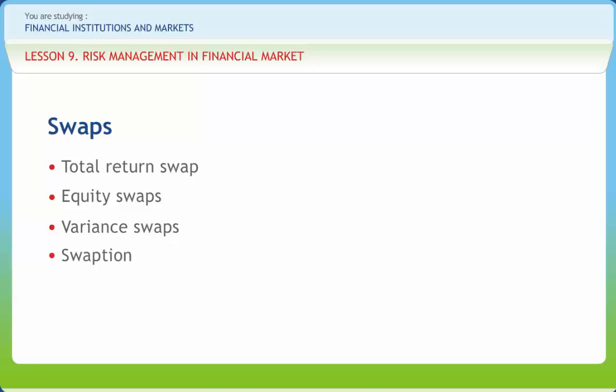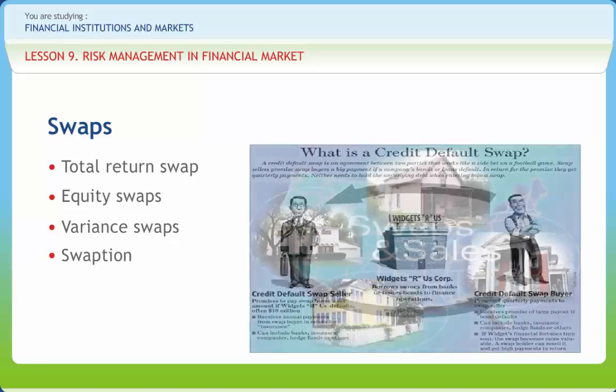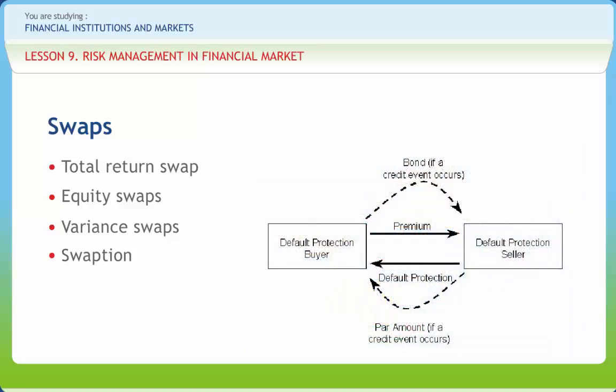A swaption is an option granting its owner the right but not the obligation to enter into an underlying swap. A payer swaption gives the owner of the swaption the right to enter into a swap where they pay the fixed leg and receive the floating leg. A receiver swaption gives the owner of the swaption the right to enter into a swap where they will receive the fixed leg and pay the floating leg.